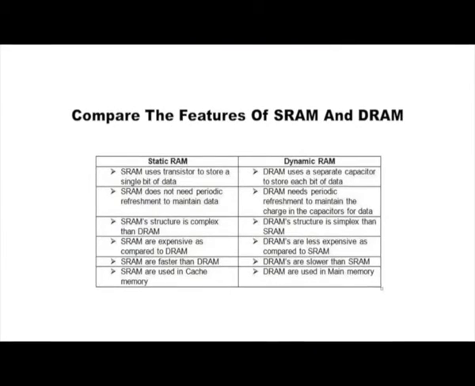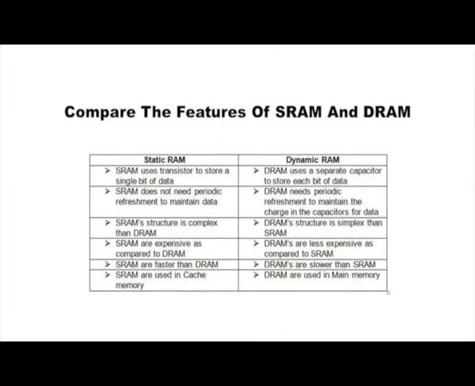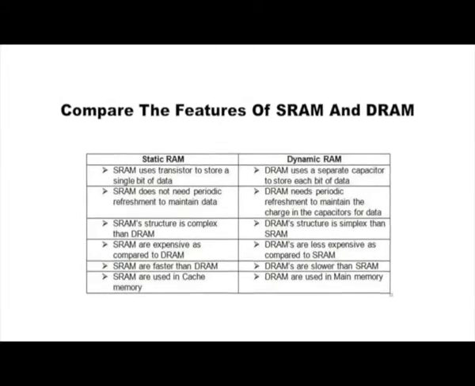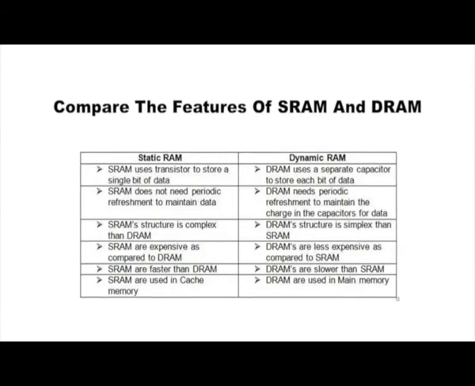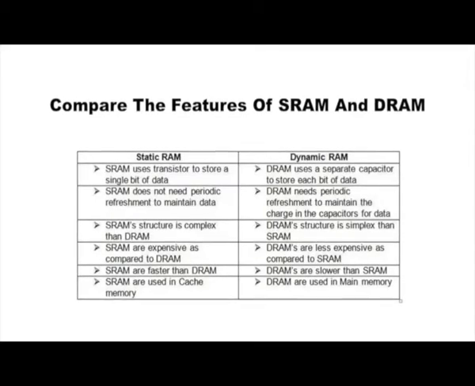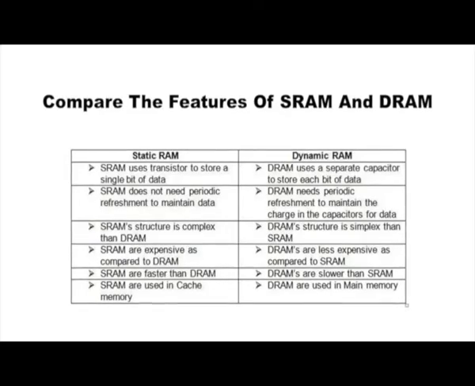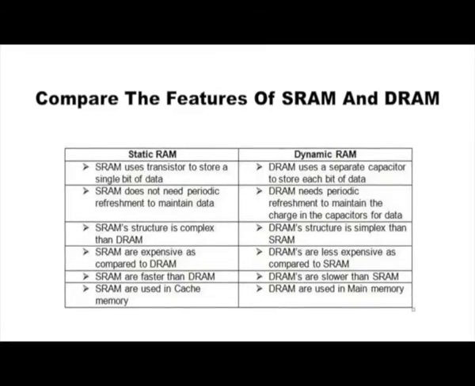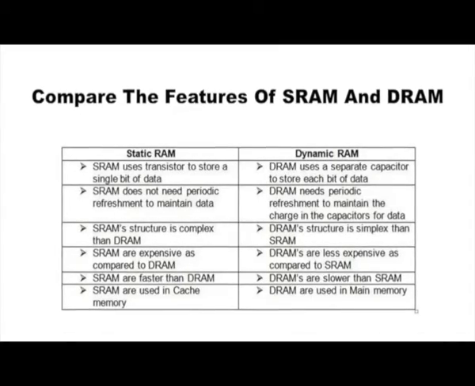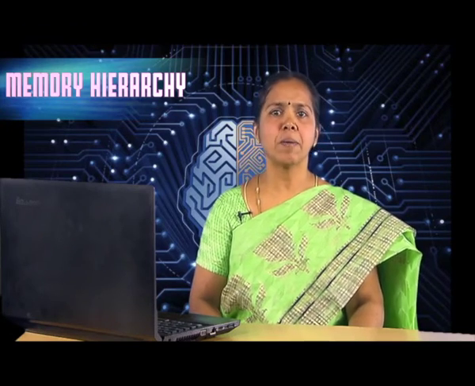Now, let us compare the features of SRAM and DRAM. Static RAM uses transistors to store a single bit of information, whereas DRAM uses capacitors to store each bit of information. SRAM does not require refreshing to maintain the information, whereas DRAM needs to be periodically refreshed to retain the stored information. This is so because the capacitors tend to lose their charges. SRAM has a structure that is more complex than DRAM, but SRAM is faster than DRAM. So, they are used in cache memory, which we will discuss shortly. DRAMs are mainly used in main memory, that is primary memory.